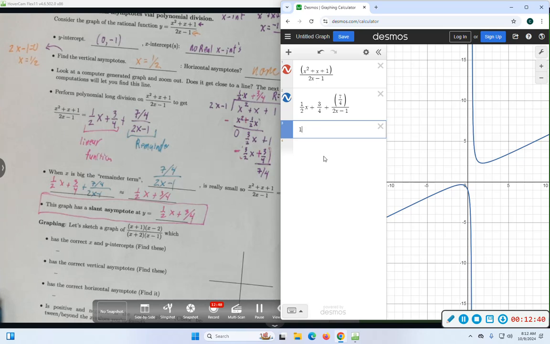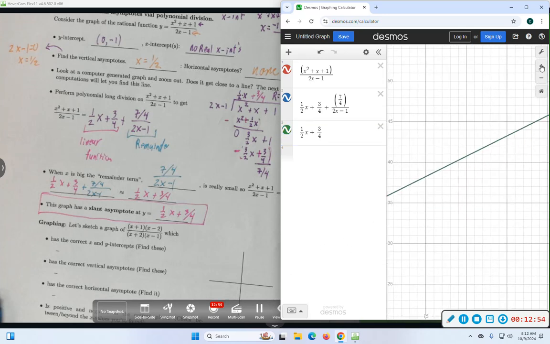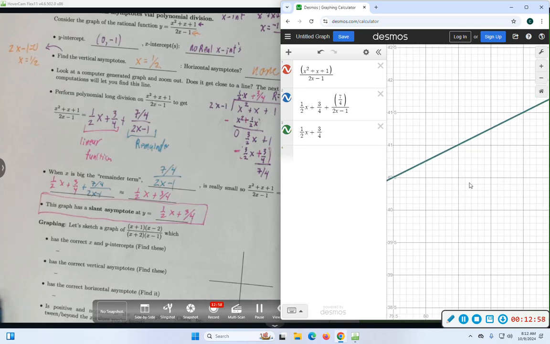1/2 x plus 3/4. That green line seemed like it gets pretty close to the graph in question. Yeah, and if you really want to check, then scroll really far along, maybe zoom in some. Yeah, those two look like they're basically on top of each other. Neato. That feel pretty good? If you want to find a slant asymptote, do polynomial long division.